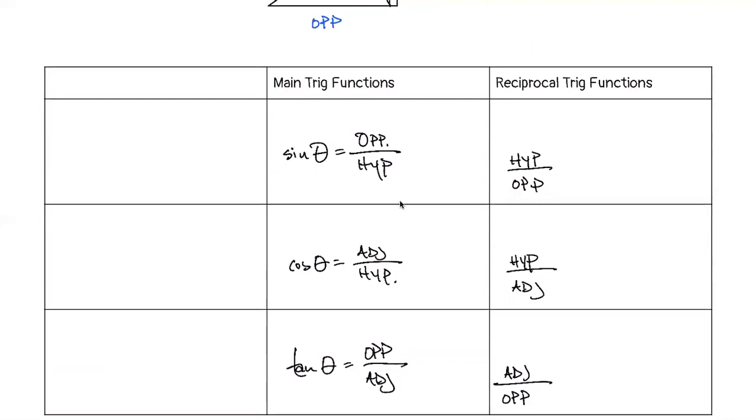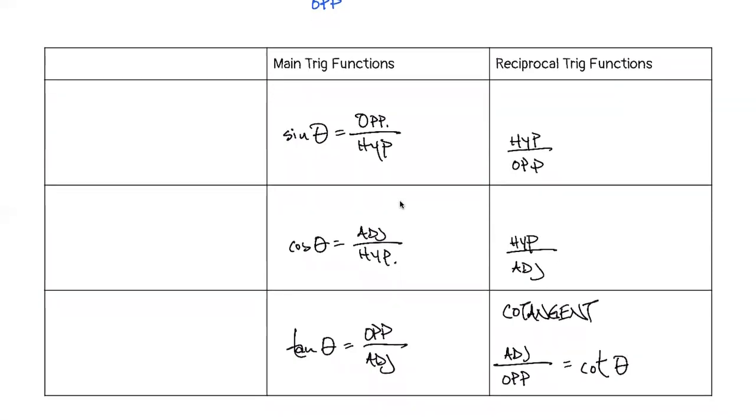Anybody know what the reciprocal of tangent is called? Yeah, the reciprocal of tangent is cotangent. And so we abbreviate that as COT, COT for cotangent, okay? So if someone says, what's the reciprocal of tangent? You all say cotangent. And all you do is flip the ratio of our sides, okay?